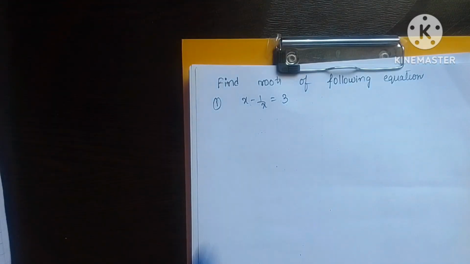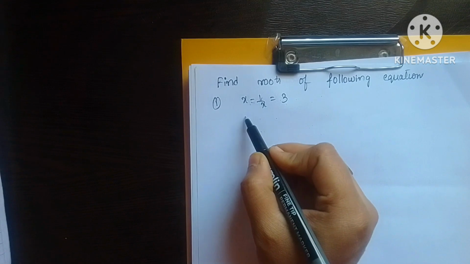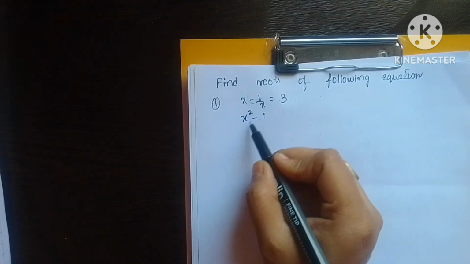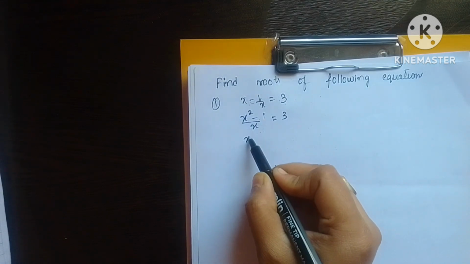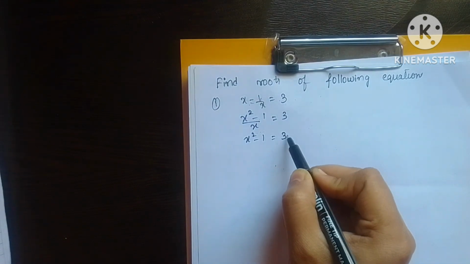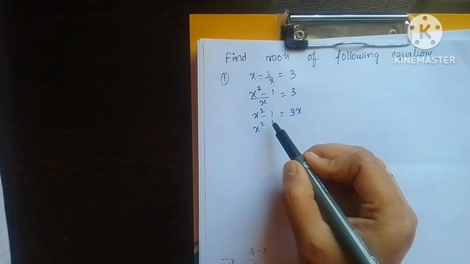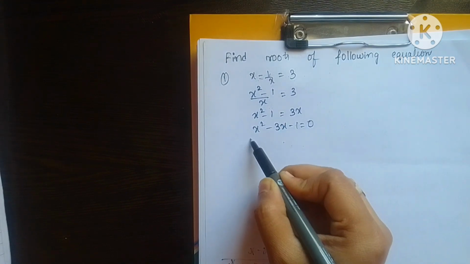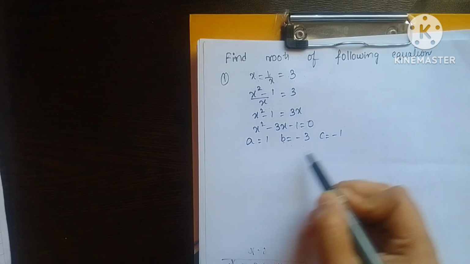This type of question, how to find the roots: x minus 1 by x equals to 3. So cross multiply, if you take the LCM, x square minus 1 by x is equal to 3. So x square minus 1 is equal to 3x. 3x comes to this side, so x square minus 3x minus 1 is equal to 0. A is 1, b is equal to minus 3, c is equal to minus 1.